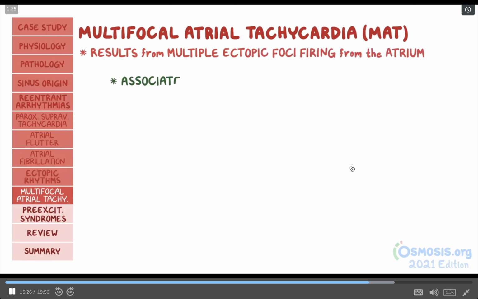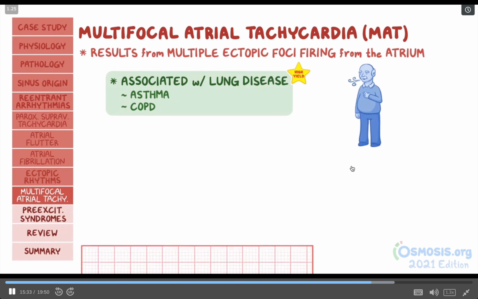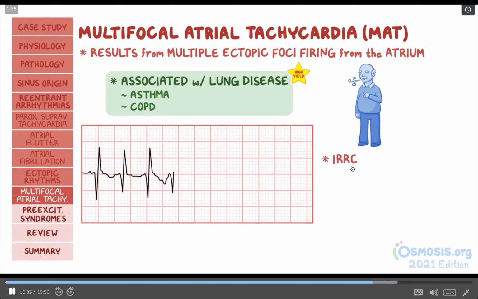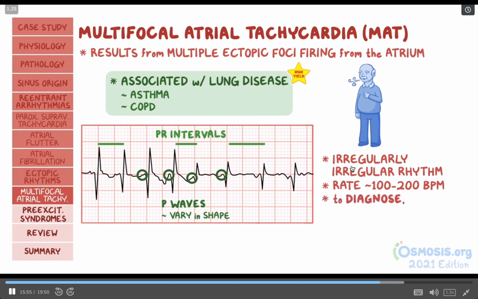MAT is classically associated with lung disease like asthma or COPD, so be sure to look for that in the question stem. On ECG, this also appears as an irregularly irregular rhythm at a rate of around 100 to 200 beats per minute. However, unlike atrial fibrillation, P waves are present in MAT. But because the P waves are originating from multiple sites in the atrium, they often vary in shape, and so will the PR intervals. In order to diagnose MAT, you need to identify at least 3 different P wave morphologies on ECG.